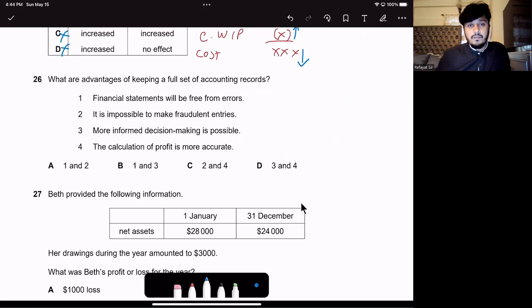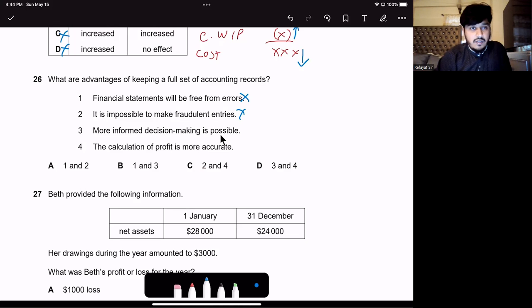Number 26. What are the advantages of keeping a full set of accounting records? Let's go through them. Number 1, financial statements will be free from errors. No, it doesn't ensure error-free entries. It is impossible to make fraudulent entries. It is possible to make fraudulent entries, so you don't have to say that.